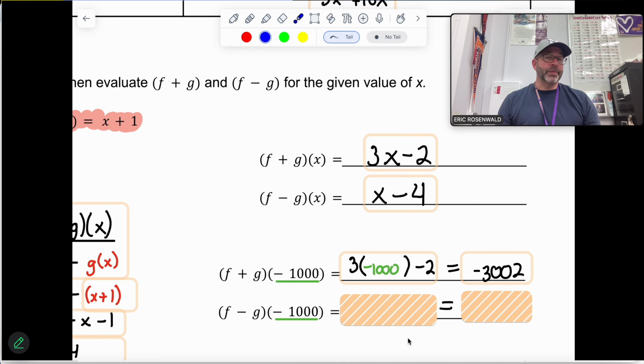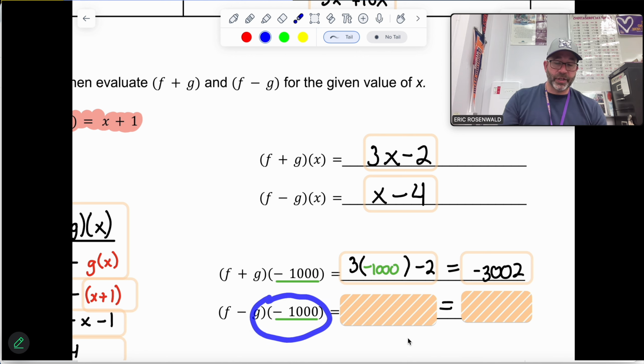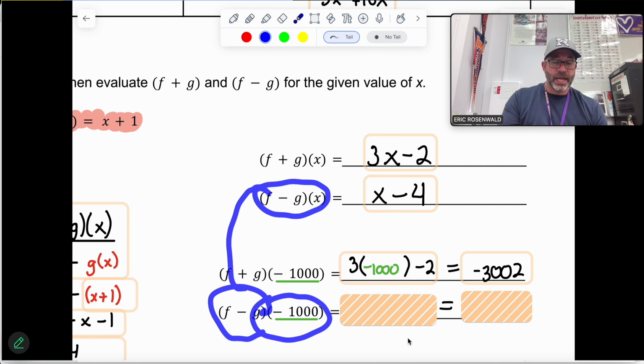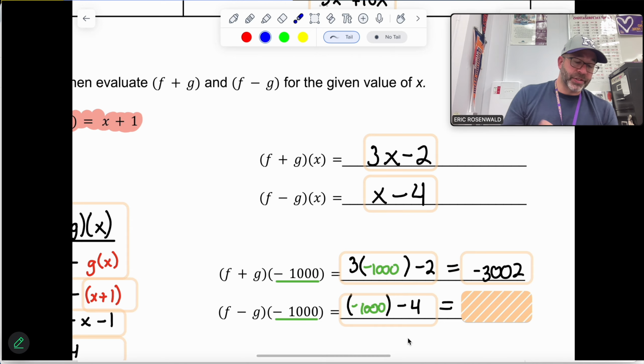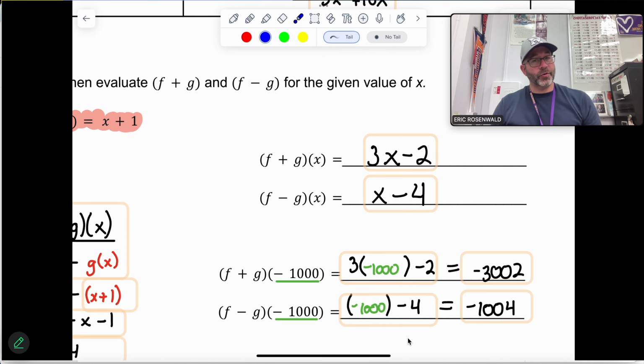Okay? Same thing with the subtraction. This time we're going to take the negative 1,000 and we're looking at the subtraction problem. So it's going to go to the subtraction problem. And in place of our x that we have right here, we're going to go ahead and replace it with a negative 1,000. And simplify that, we get negative 1,004.